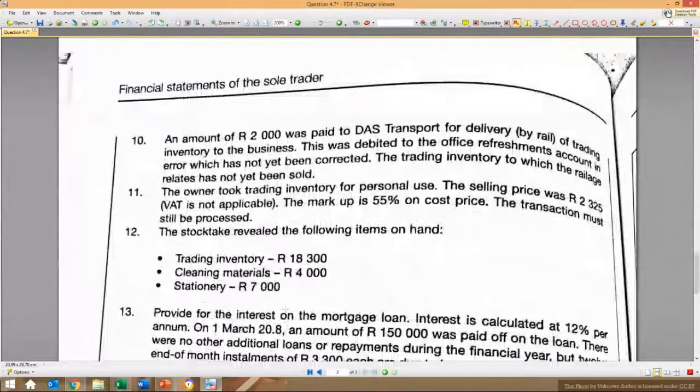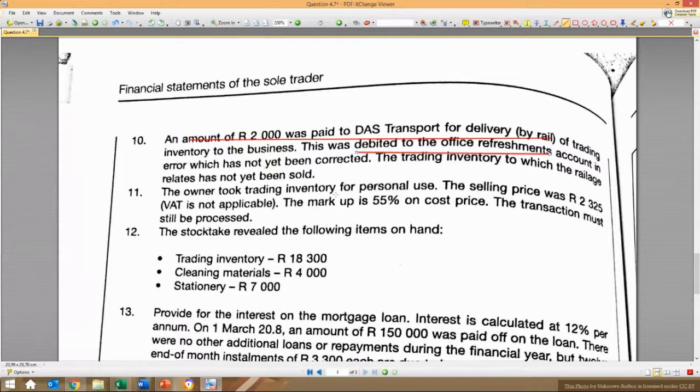Okay, if we then scroll to number 10, we said an amount of 2,000 was paid to DAS Transport. So we paid 2,000 to DAS Transport for delivery by rail for the inventory, and this was debited to office refreshments. So we accidentally took it to the incorrect account. Here you can see that, and the error has not yet been corrected. The trading inventory to which railage relates has not been sold.